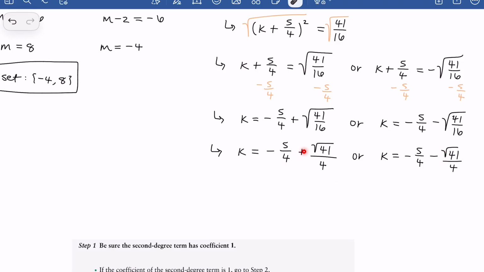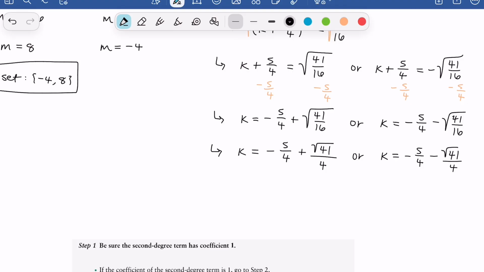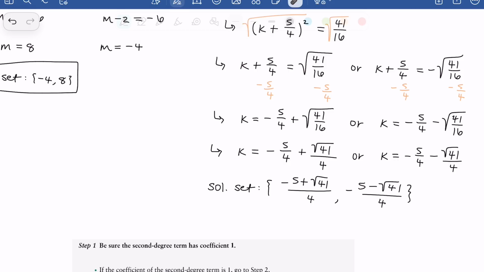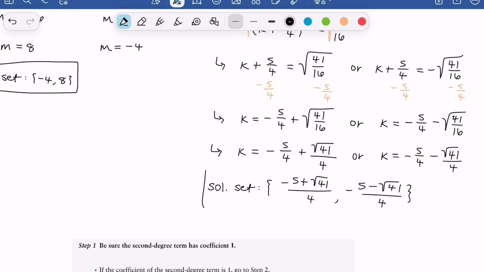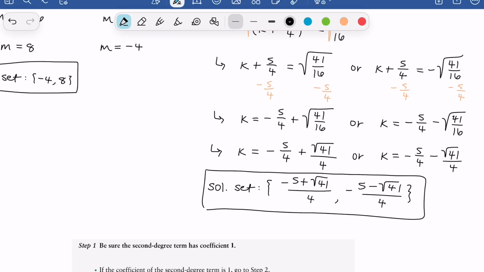Notice that for both of these equations here, both of these fractions have a denominator of 4. So I can write this, in our solution set, as negative 5 plus the square root of 41 over 4, and negative 5 minus the square root of 41 over 4. So these are going to be our two solutions here. And then something else to note is that I could have written this as plus or minus. So I could have minus 5 plus or minus the square root of 41 over 4. Either way would be correct. So that would be our final answer.